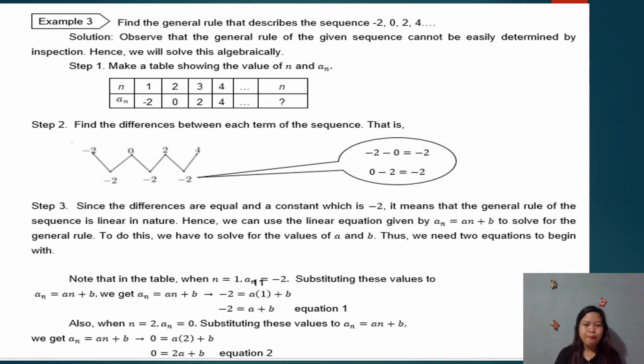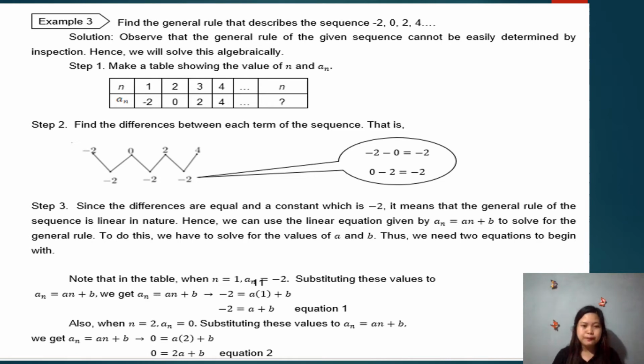Now let's go to example number 3. Find the general rule that describes the sequence negative 2, 0, 2, and 4. So we have here our solution. Observe that the general rule of the given sequence cannot be easily determined by inspection. Hence, we will solve this algebraically. So we have here step 1. Make a table showing the value of n and a sub n. Our first term is negative 2, second term is 0, third term is 2, and fourth term is 4. And for the nth term, we have a question mark because we still don't know.